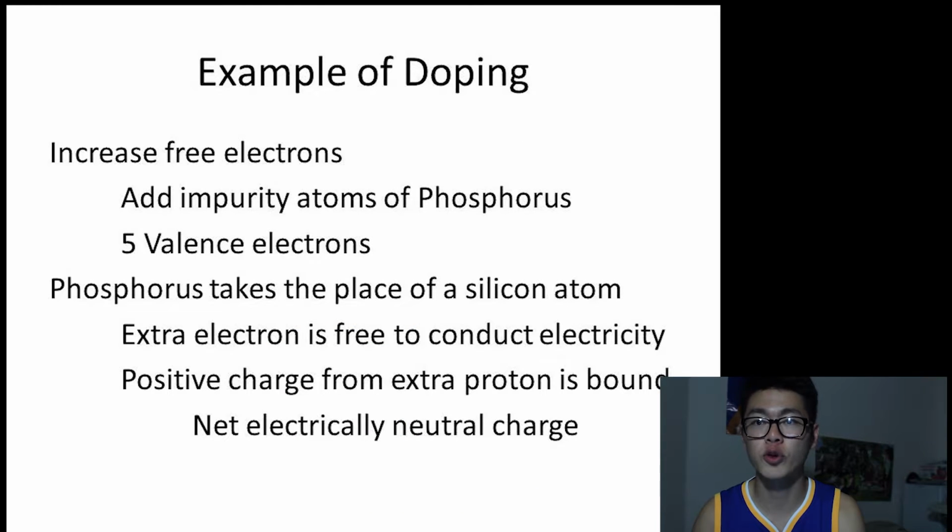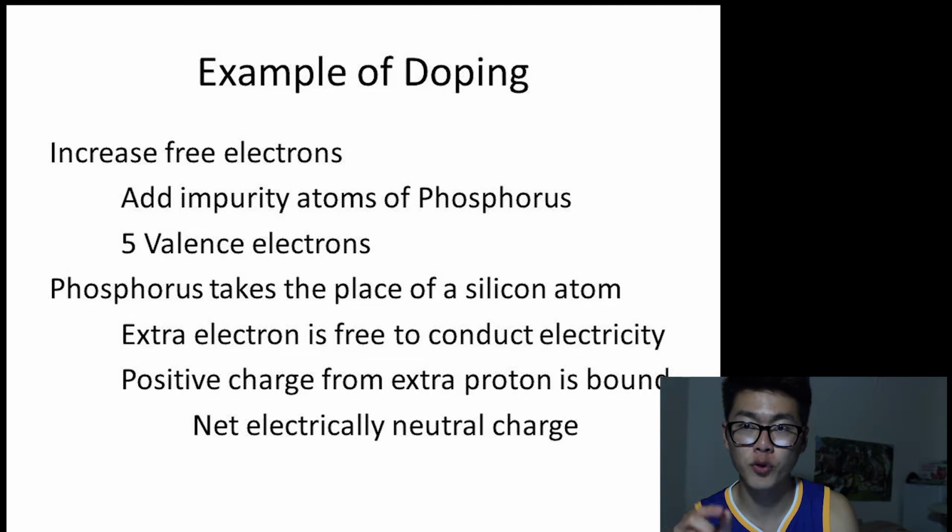So in this example of doping, we want to increase the number of free electrons. So what we do is add impurity atoms, which we would choose as phosphorus because it has a valence electron count of 5, which is 1 more than 4, which is the silicon's valence electron count. And then the phosphorus takes the place of the silicon atom in the lattice structure. And since it has an extra valence electron, that electron is free to move around because it's not needed. So that electron is free to conduct electricity.